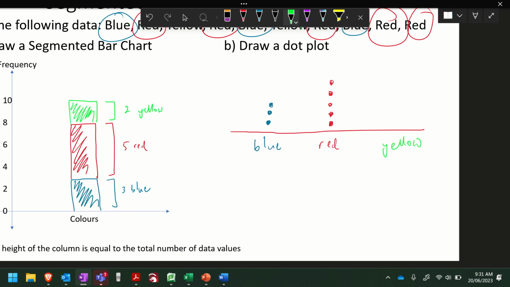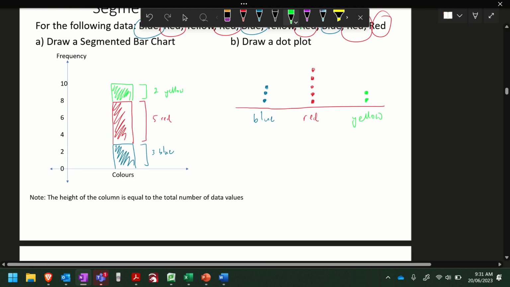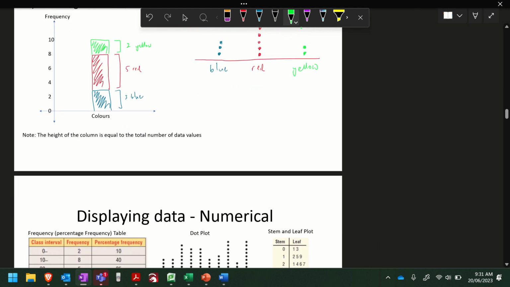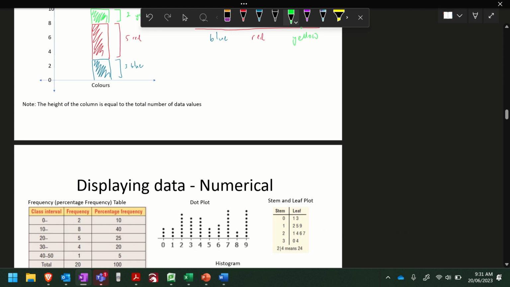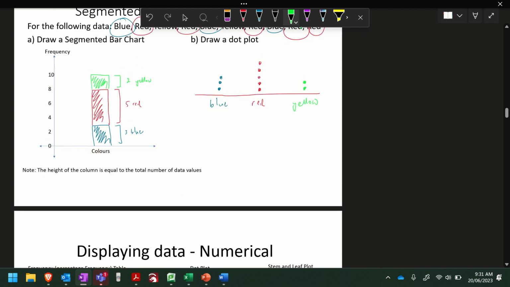Okay, so for yellow, you've got 2. No. Right? Nice and easy. No. All right. Any questions about that?